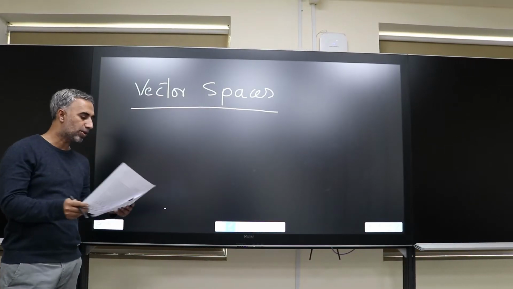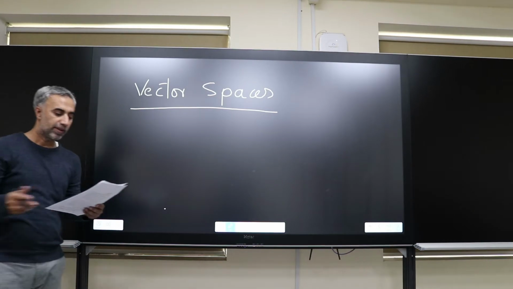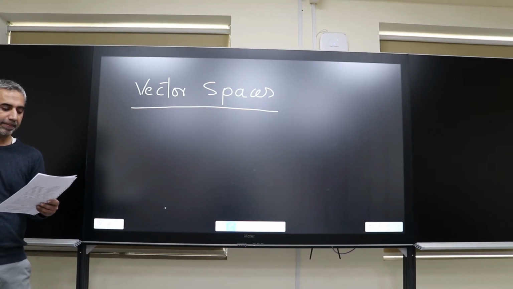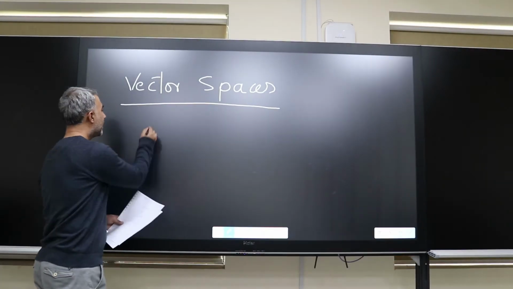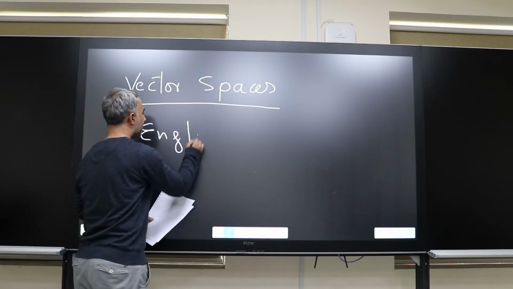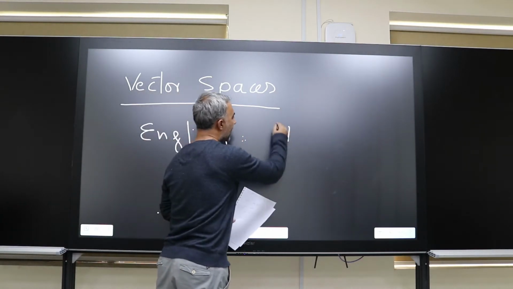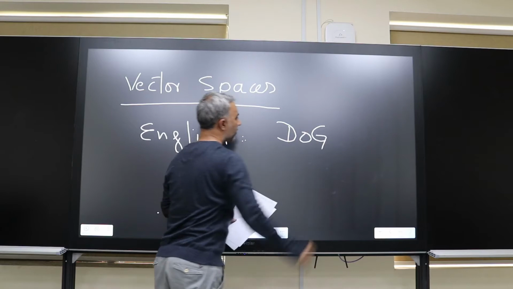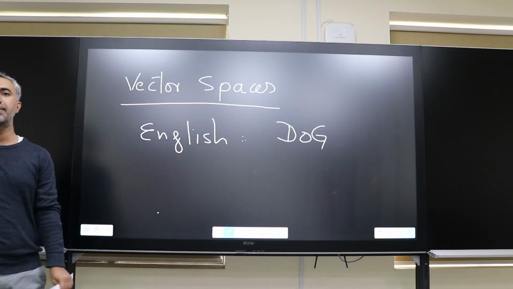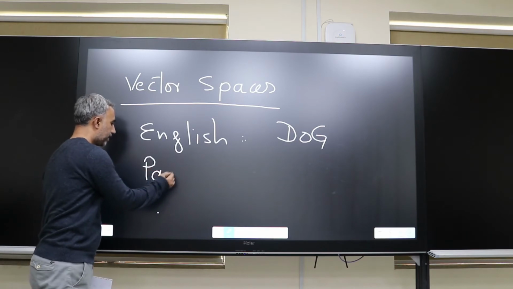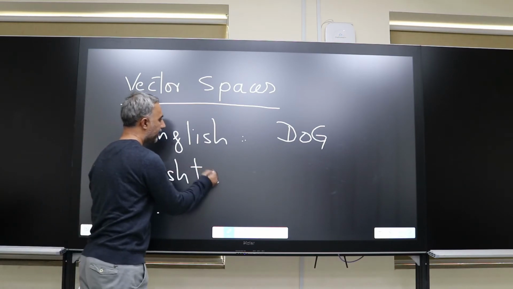Vector spaces, you can say, for example in English, we can say dog for a particular animal, but in Pashto, dog is known as what?